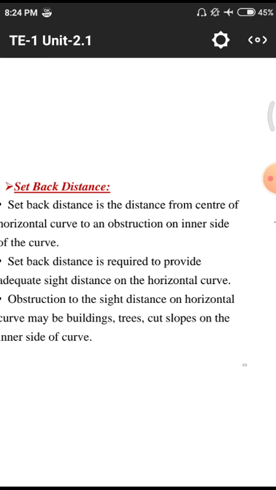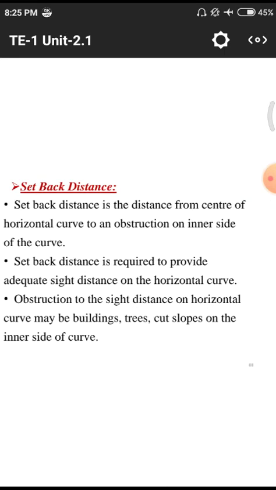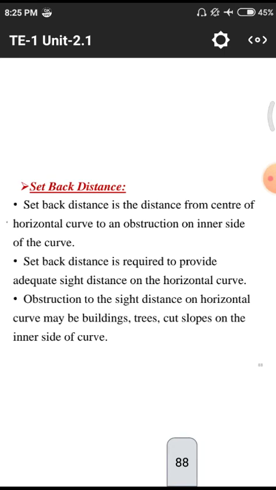Next one, setback distance. We have to understand this setback distance by using this theory. Setback distance is the distance from the center of the horizontal curve to an obstruction on the inner side of the curve. Setback distance is required to provide adequate side distance on the horizontal curve.